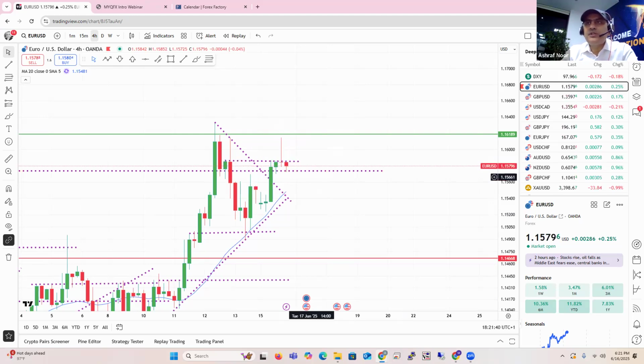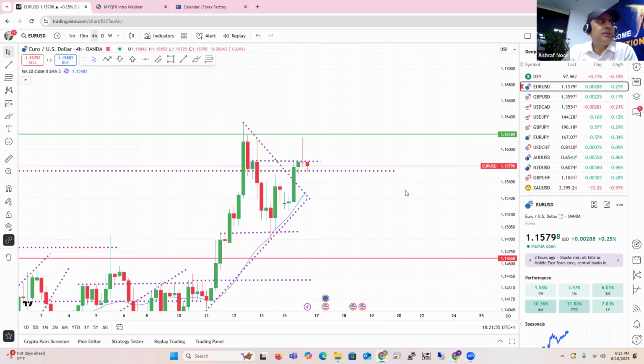But we also had this previous high, which is broken previously. So in order to look for a short opportunity, what I'm looking for here is, if the price breaks this one and gives us the confirmation, then I'll be looking for a short here.